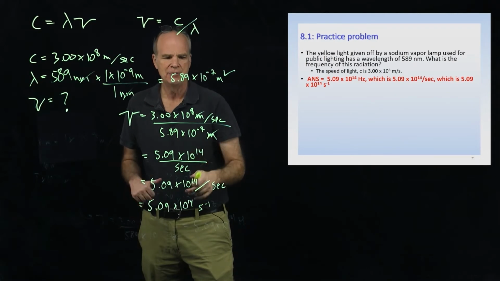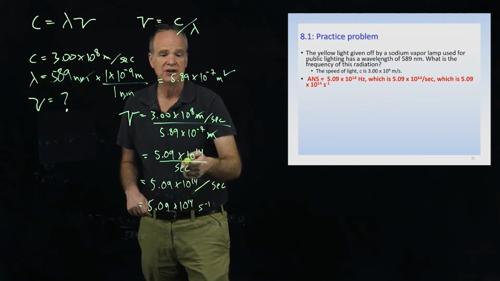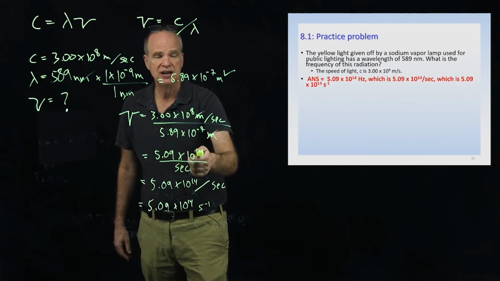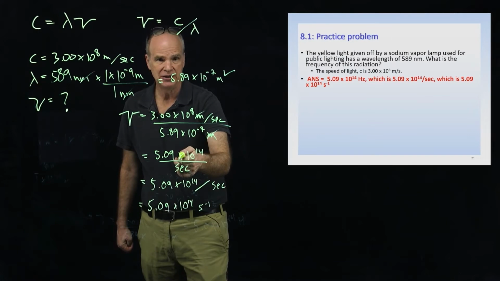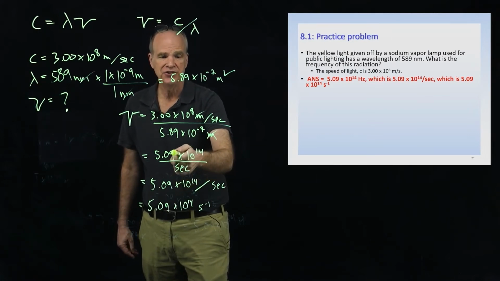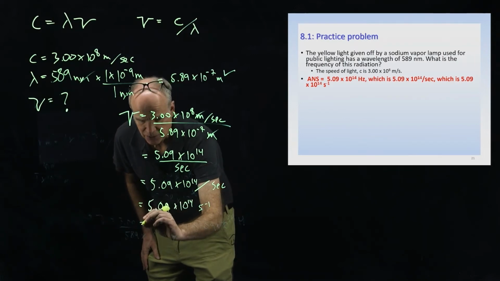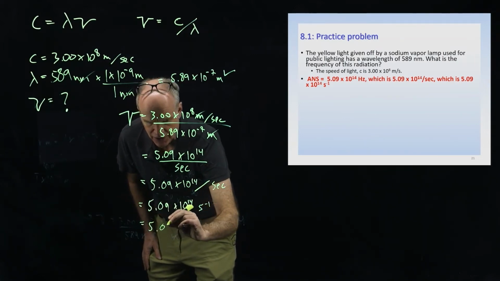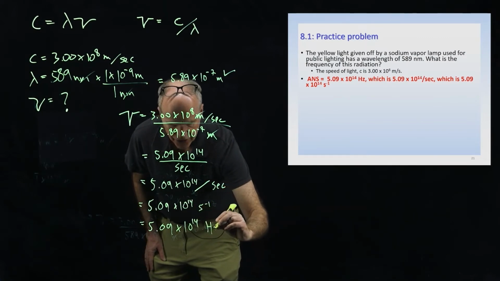So let's talk about what the SI units per second would be. Again, just to remind you, when you have a number per second, this is the number of cycles that are passing per second. So this is cycles per second, which you learned is hertz. So the answer could be 5.09 times 10 to the 14 hertz.